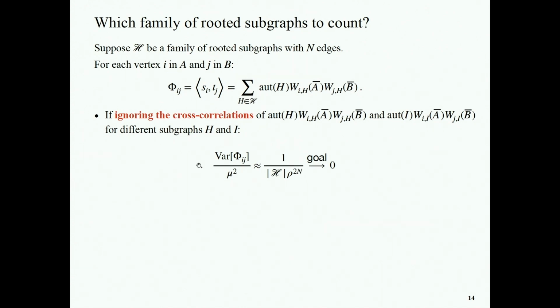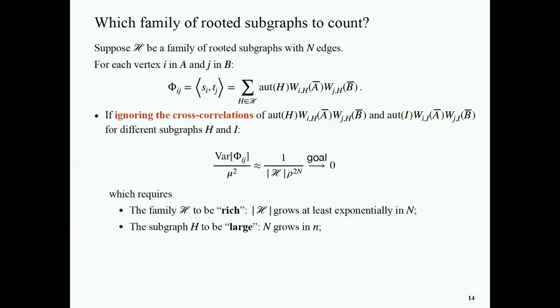All the calculation I'm showing on this slide is based on ignoring the cross-correlation between different terms in the summation when I expand it. If I ignore the cross-correlation, then I'll have this good property here. And what we want is for this ratio to converge to zero as the graph size diverges. So it requires two things. One is that we need the cardinality of this family to be large enough so that this ratio can be dragged to zero. The second thing is we also need the subgraph to grow with the graph size so that this ratio is relatively small. And having this rich and large requirement, we also need a third requirement, which is we want the subgraph to be simple so that we can count it efficiently. So this rich, large, simple criteria leads to the choice to pick the family to be the family of all trees.